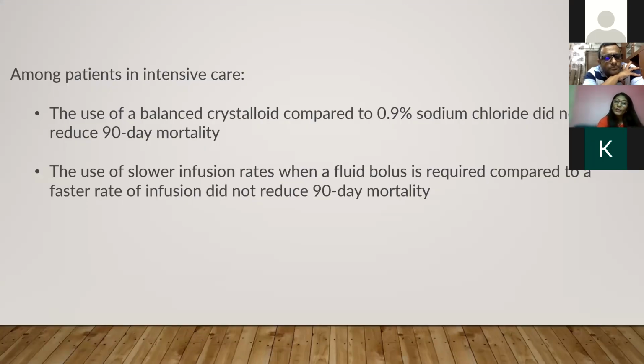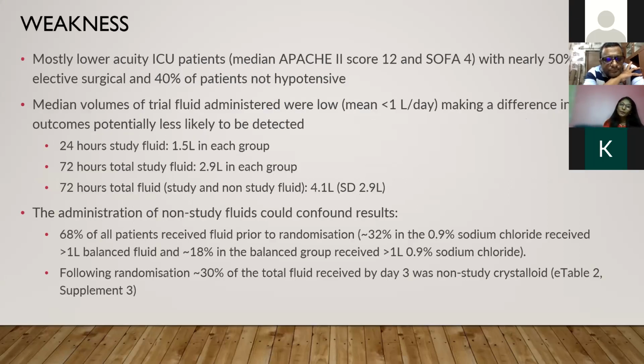So the conclusion of the trial was that among patients in intensive care, the use of balanced crystalloid compared to 0.9% sodium chloride did not bring about any reduction in the 90-day mortality. Neither did the use of slower infusion rates, when a fluid bolus is required, compared to a faster rate of infusion reduce the 90-day mortality.